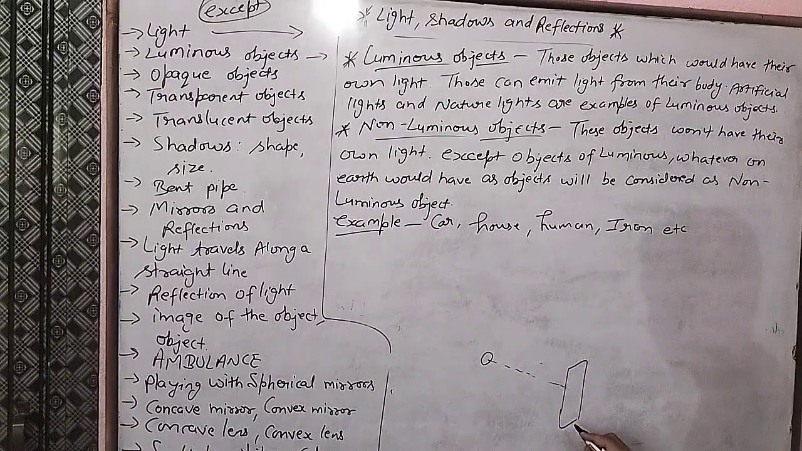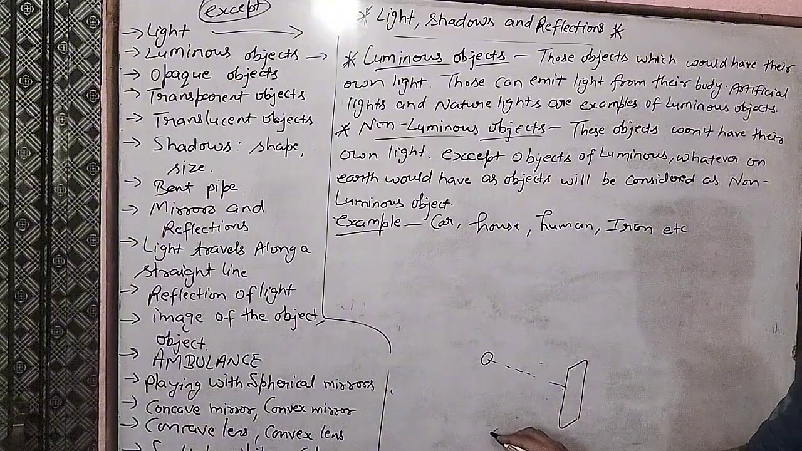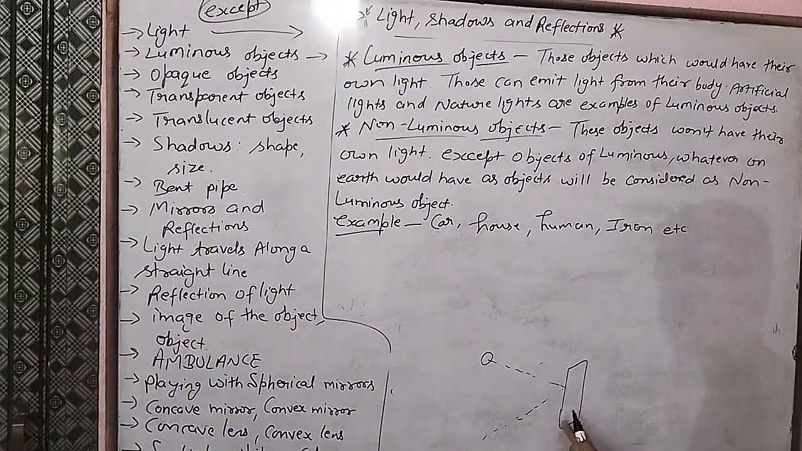This is object, and if this light is getting a reflection, so it is clear that this object is opaque object because here reflection is happening. If we see there is a reflection on the surface of the object, so that object is opaque object. That's why reflection is happening. Clear?